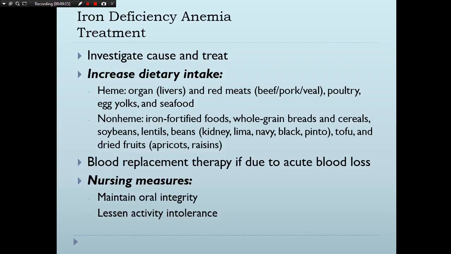Some of the nursing measures we might consider in a patient who has iron deficiency anemia is maintaining their oral integrity. These patients have inflammation of the tongue, the lips, and ulcerations around the corners of their mouth. And we might consider nursing interventions to lessen their activity intolerance.